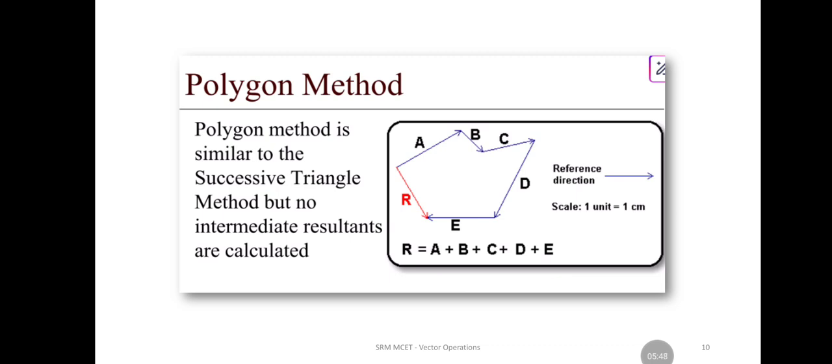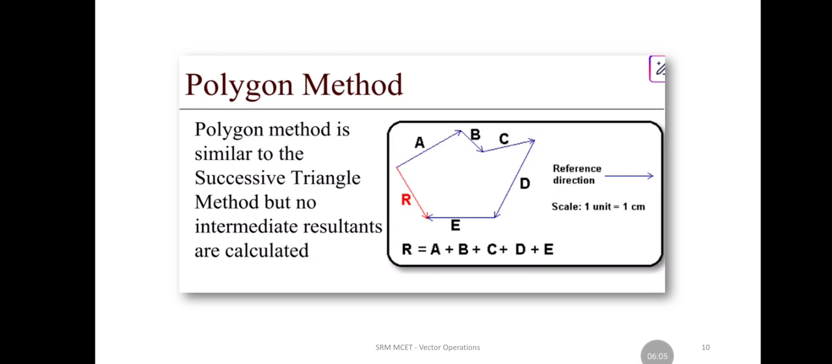For example, in the picture we can see a is a vector, b is a vector, c is a vector. So for the addition of all these vectors, all the vectors are following the same direction. For example, you can see a is following a direction, and the head of a is the tail of b, and the head of b is the tail of c.